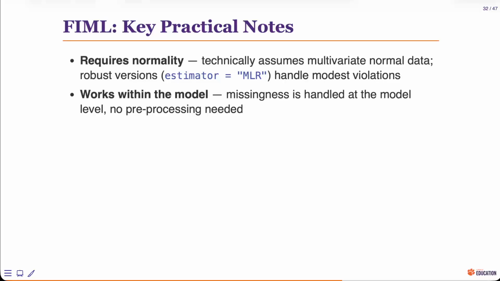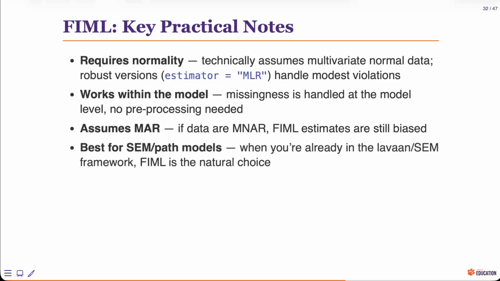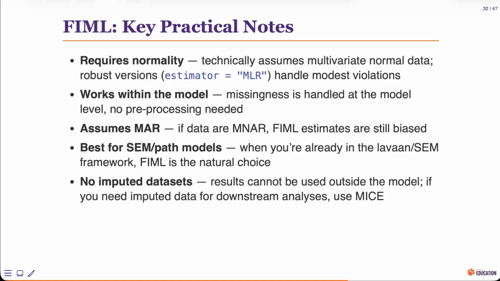You're going to see that in the next step, in multiple imputation by chained equations, we actually do a lot of pre-processing of our data. And here we're assuming missing at random. So if the data happened to be missing not at random, those estimates would still be biased. Now, I would find this to be best for structural equation model and path analysis. Right? If you're already in that lavaan or SEM framework, this is an easy choice to add into your analysis as well. And finally, you're going to see this again as a comparison to our next method.